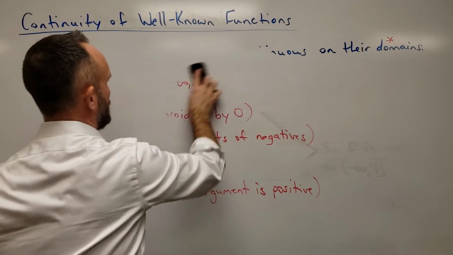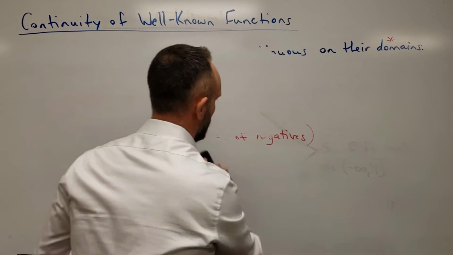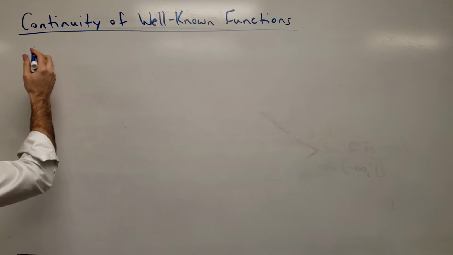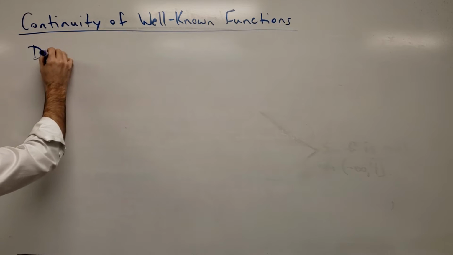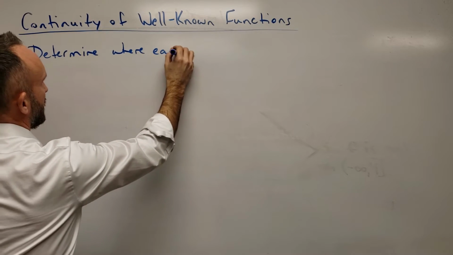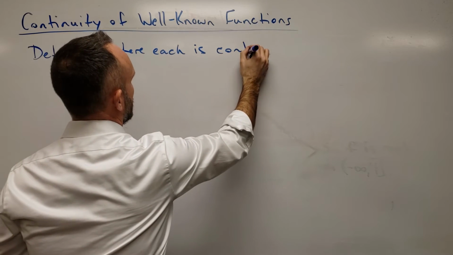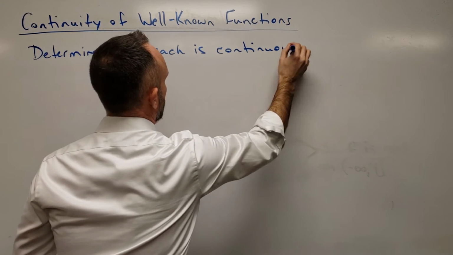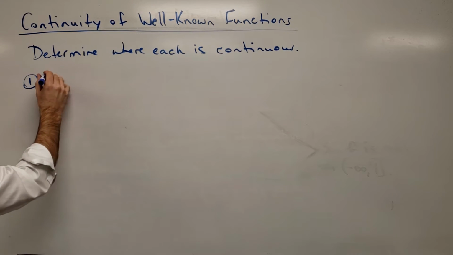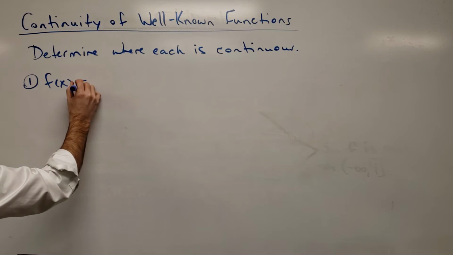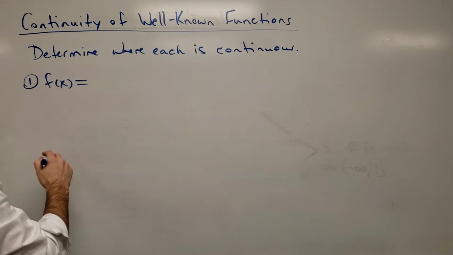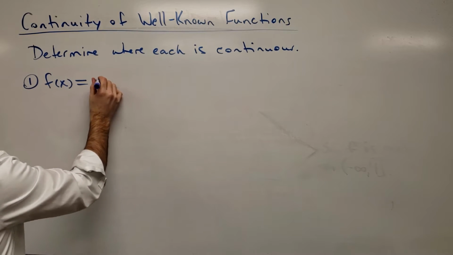Let's do a couple examples just to practice a little bit. Determine where each is continuous. So number 1, let's say we have f of x equals, and I'm going to do more interesting examples as reminders. So let's say the first one we have is f of x equals the square root of x plus 2.